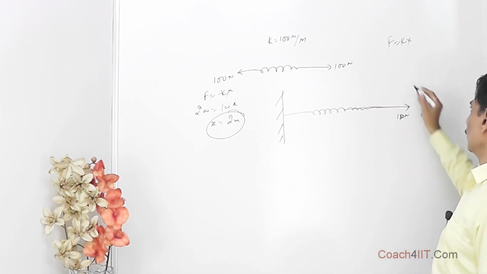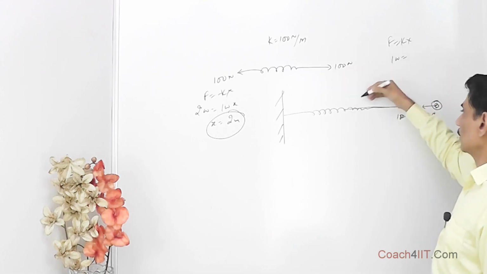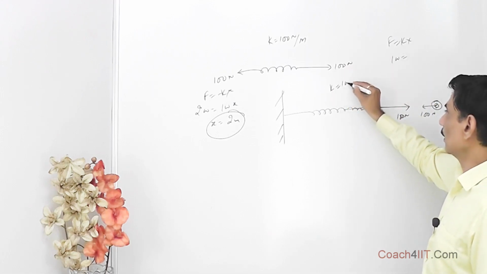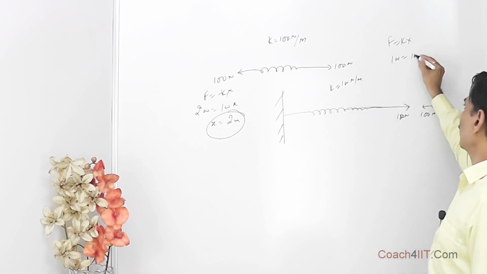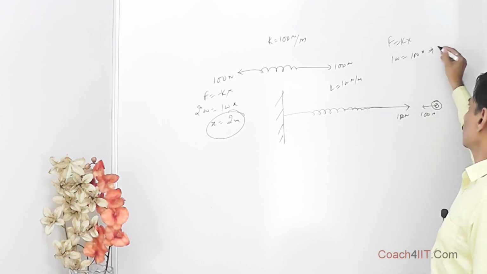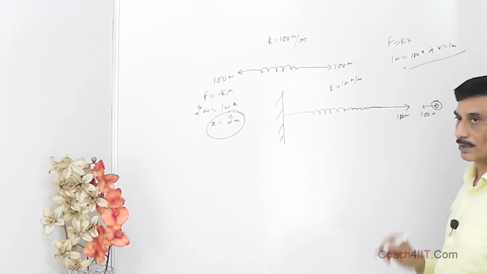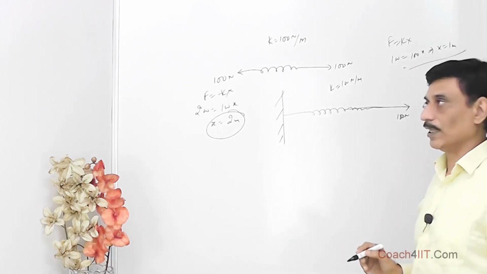So F, which is being applied over here, is 100. The spring constant of this, there is no confusion, we are taking as 100 Newton per meter. So K is 100 Newton per meter into X. So this implies X is equal to 1 meter. Simple thing.